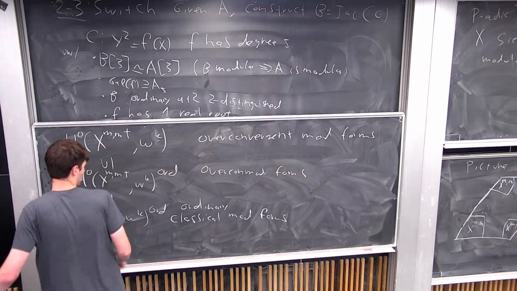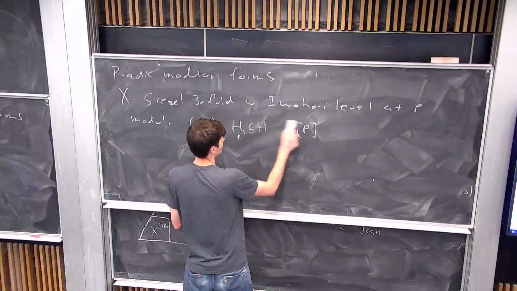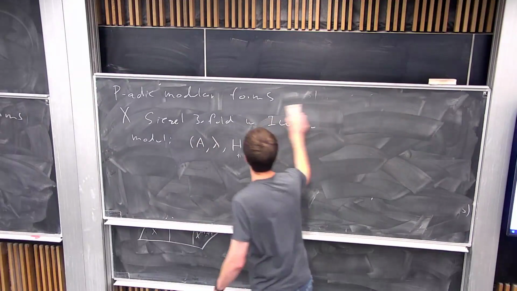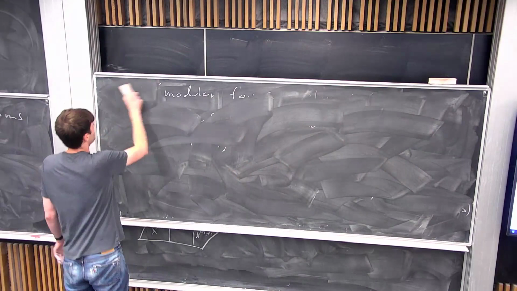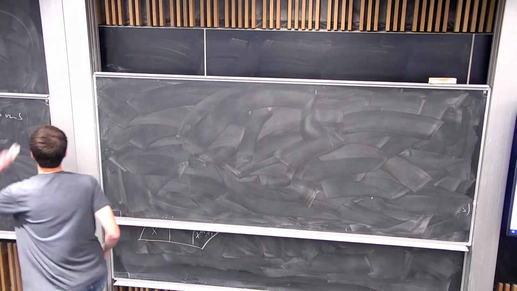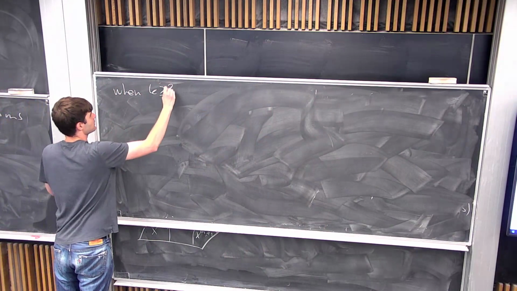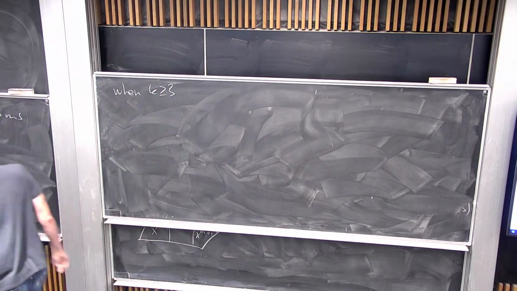Okay, so I'll erase this, but not my picture. So there's a classicality theorem in Hida theory, and what it says is that when k is bigger than or equal to 3, these two spaces are the same.